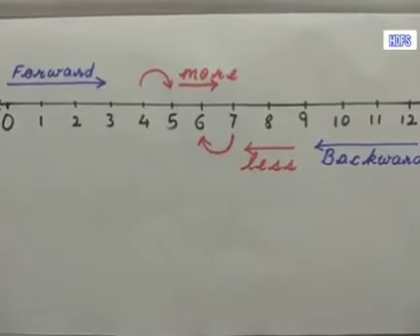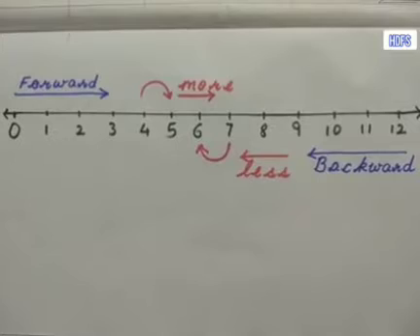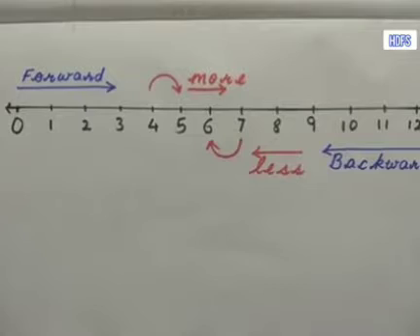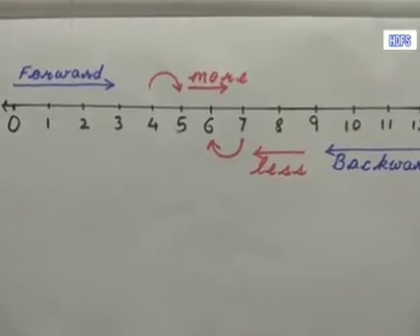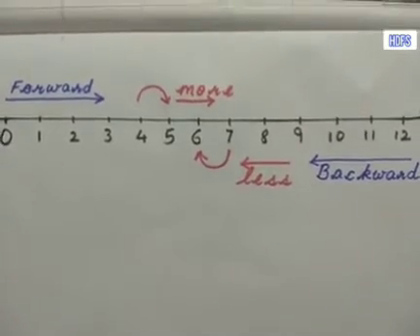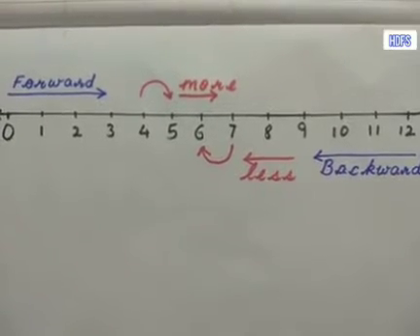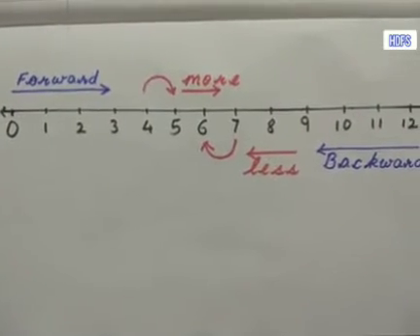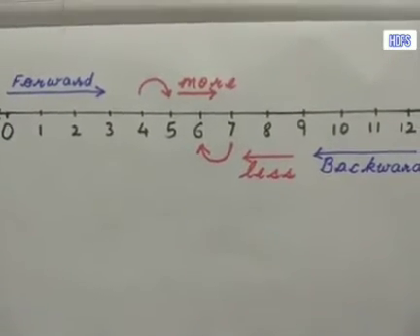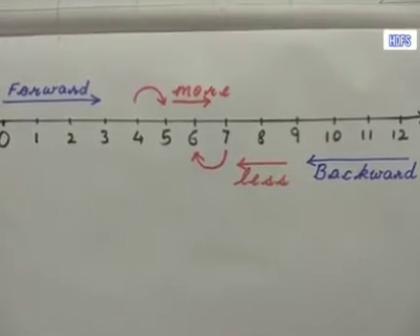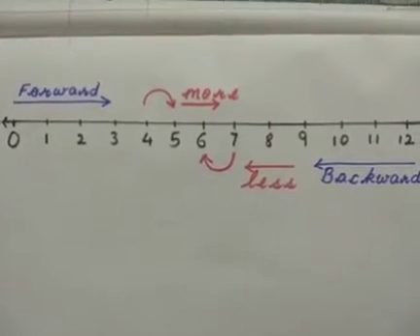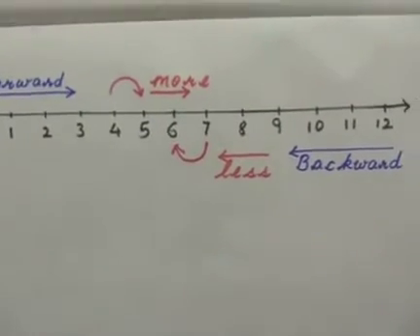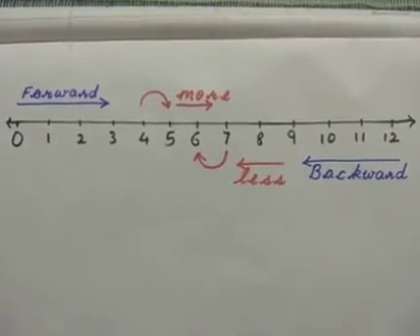Okay, so you know what is more. More means many, yeah? Bahut sara. And what is the meaning of less? Less means few. Yes? So you know the meaning of more, many, less and few. So today we are going to learn how we will calculate one more and how we will calculate one less. Yes, so we'll do it with the help of our number line.